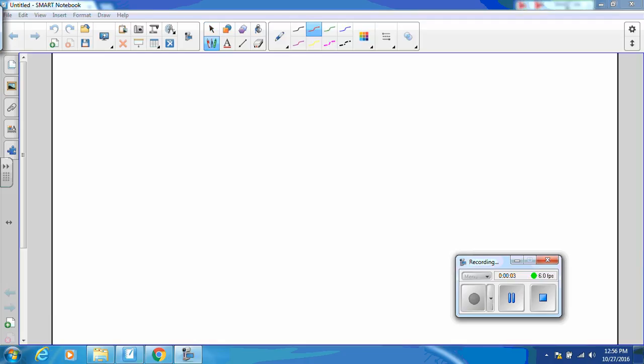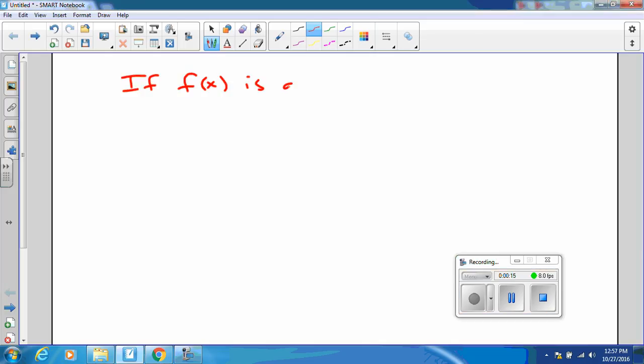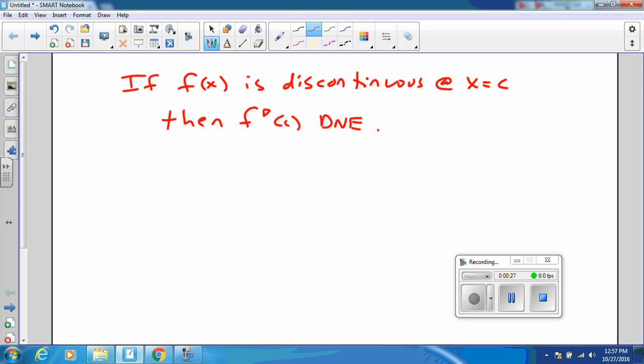Hi, I wanted to take about 10 minutes to explain one of the types of non-differentiability that we discussed. In particular, we said that if f of x is discontinuous at x equals c, then f prime of c does not exist. And what I'd like to do is to explain how this statement works by examining its contrapositive.